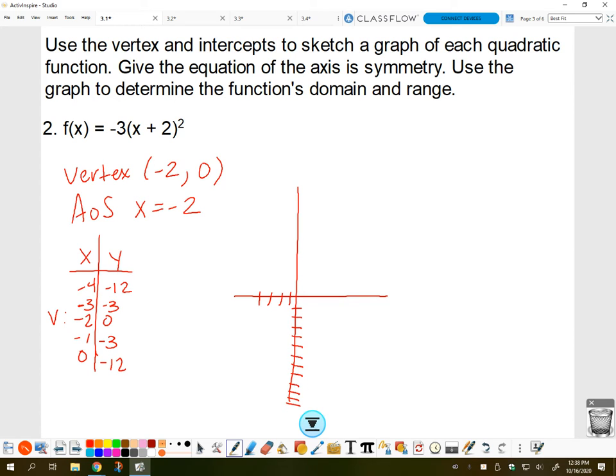All right, so (-4, -12), (-3, -3), (-2, 0), (-1, -3), and (0, -12). So with this one, we actually found a y-intercept and our x-intercept. I'm pretty positive this is not going to be pretty, but we'll pretend.